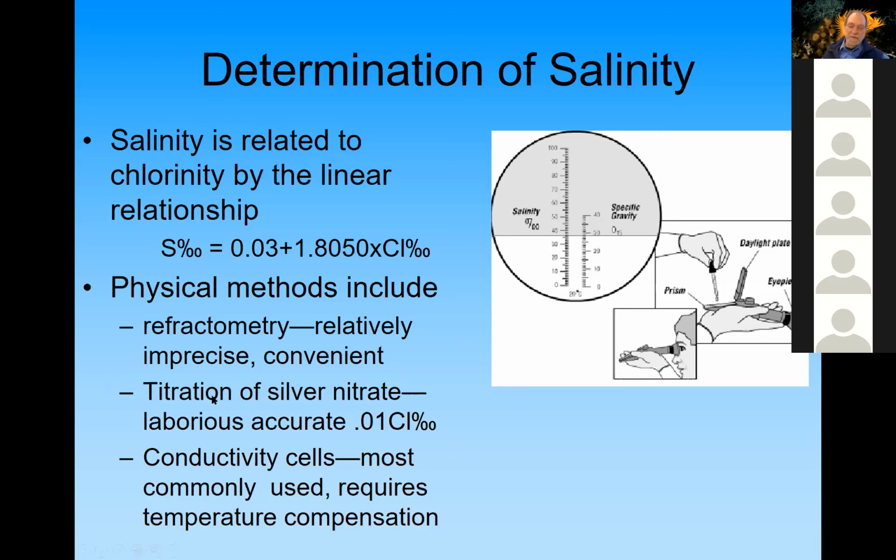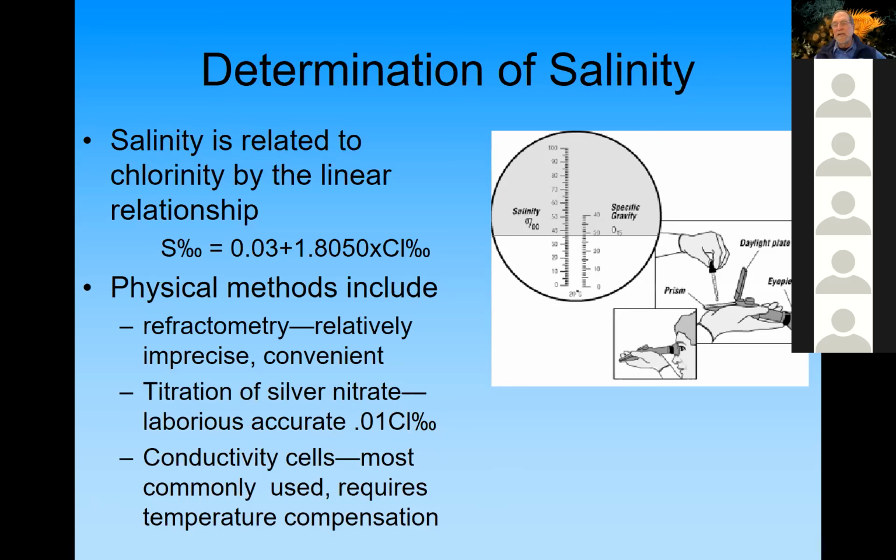So it's titrated in silver nitrate. The process is you're mixing the silver nitrate, which is sort of a pink material, and you add reactants until the color disappears. It's laborious, but it's accurate. You can determine the chlorinity to within about 0.01 per mil.